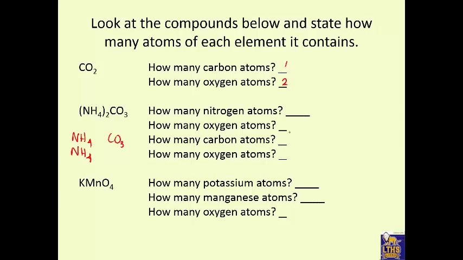Who forgot to ask about hydrogen? We got nitrogen, we got oxygen, we got carbon, and we got oxygen again. Hydrogen, we'll change that to hydrogen. How many nitrogen? Well, 1, 2 nitrogen atoms. How many hydrogen atoms? 8 hydrogen atoms. Carbon, 1. Oxygen, 3. All right. I'm going to let you do that one, and we'll check it.